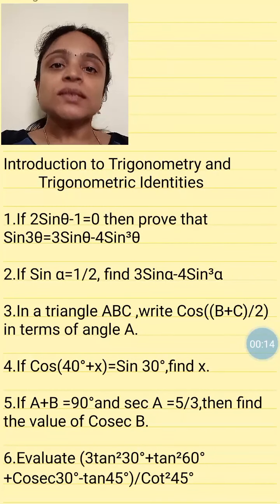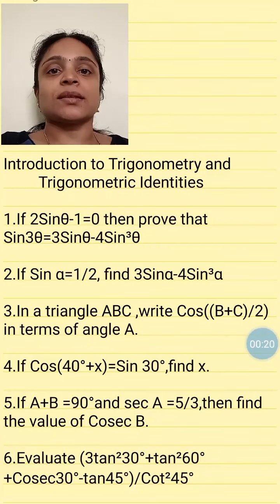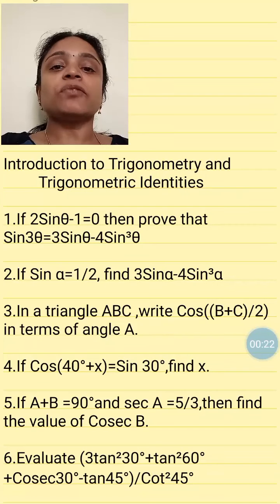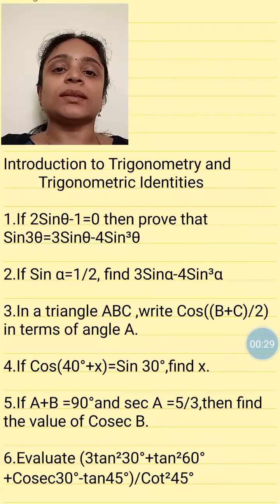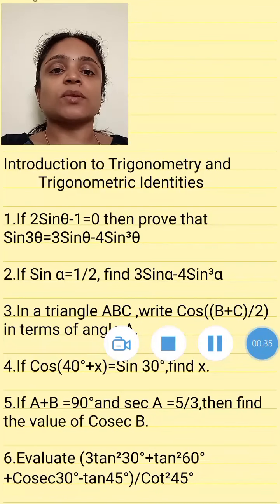And in this video, we are going to solve Introduction to Trigonometry and Trigonometric Identities. So let's start now. The first question is, if 2 sin theta minus 1 equal to 0, then prove that sin 3 theta equal to 3 sin theta minus 4 sin cube theta. Okay. So let's solve now.